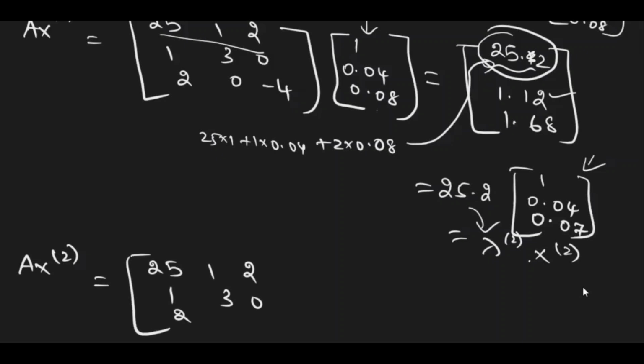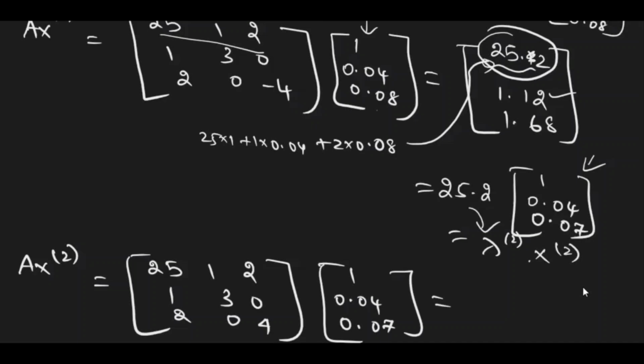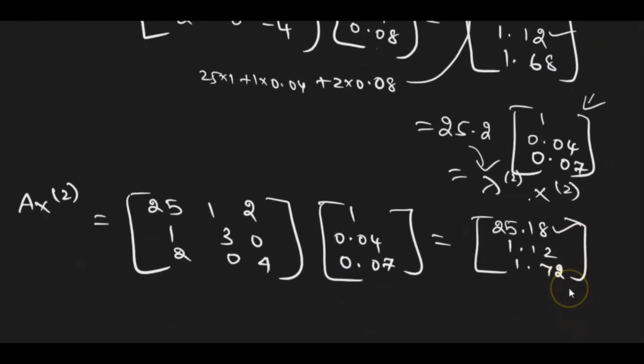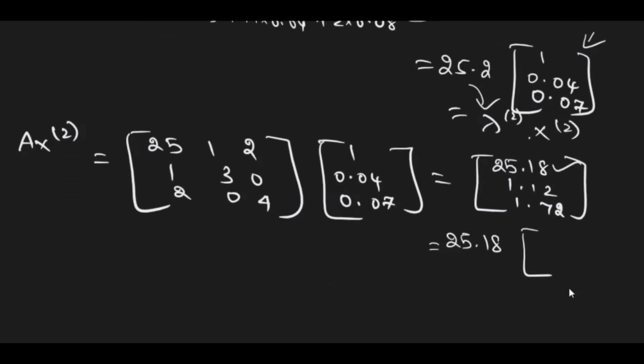Again I'm writing the given matrix, and x2 is what you got from the previous iteration. Please be careful here, and check step by step, because if you make a mistake in, say, the first iteration, then you have to change all the iteration values. So better calculate twice, and then go for the next iteration. Now the highest value is 25.18, and the remaining values: 1.12 divided by 25.18 will be 0.04, and 1.72 divided by 25.18 will be 0.07.